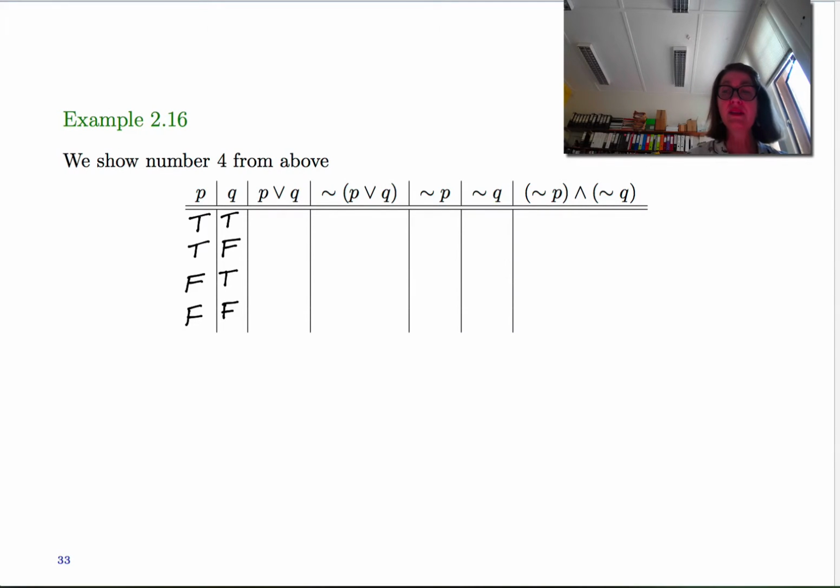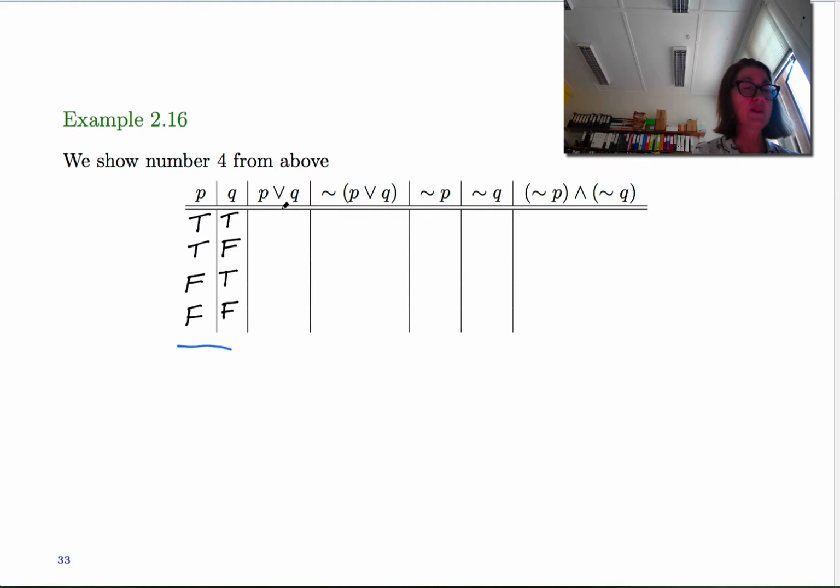Hi everybody, this is the example that I left you for an exercise to do at home. So instead of going through it in class, I thought I'd put up the answer on the site. I've just started to fill this in over here on the left. These are the typical combinations of our P's and Q's, trues and falses.